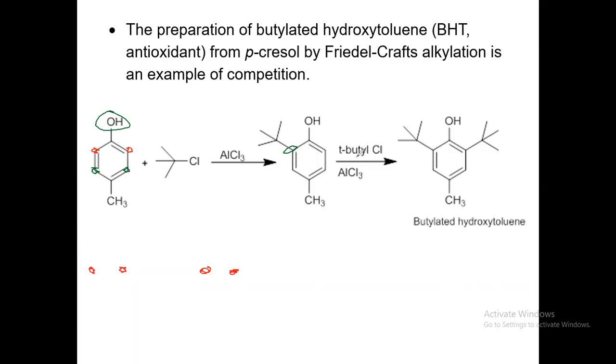Now, in the next instance where we are still brominating it, the phenol, the hydroxyl group, still wins, and then brings the substituent at its ortho position. Very important. So this is competition, not cooperation. Good. Next up.